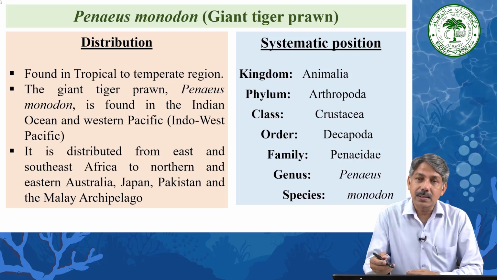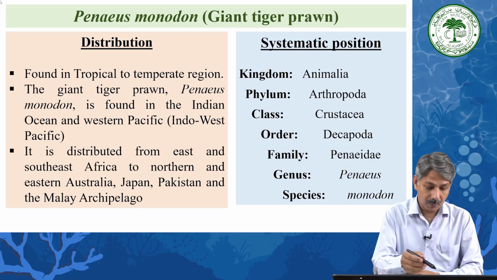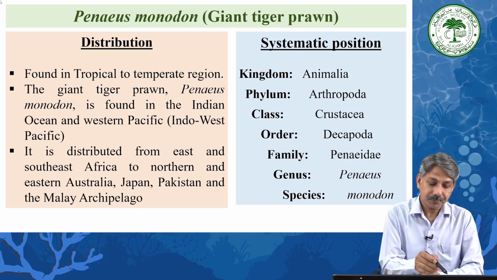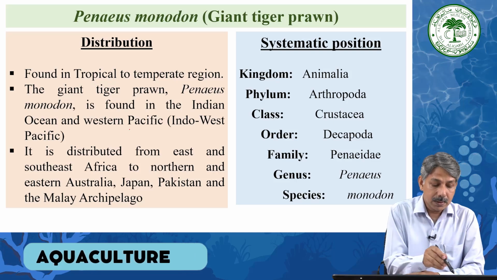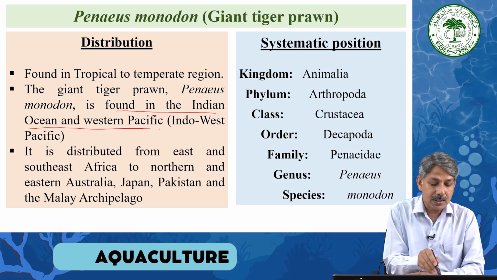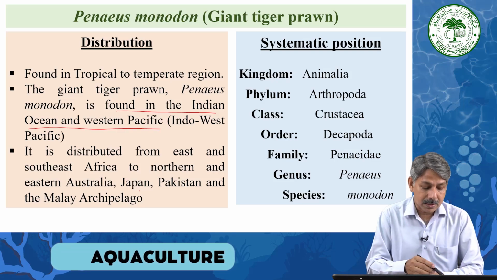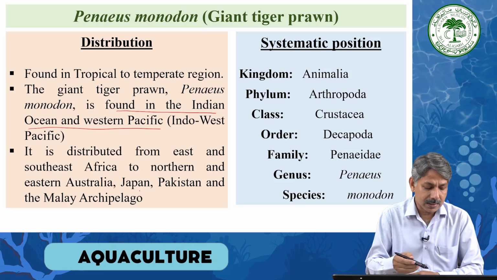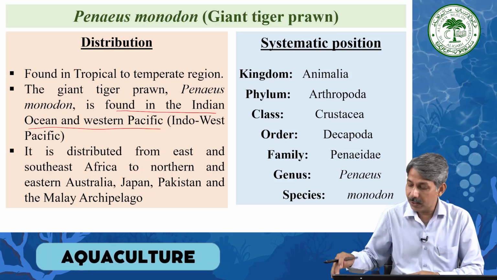About its distribution and systematic position, we have discussed in my previous lecture also, that this is widely distributed in tropical to temperate region. This is found in the Indian Ocean and Western Pacific, the Indo-West Pacific region, and its distribution, as we have already discussed, is quite wide in the countries of the Indo-Pacific.